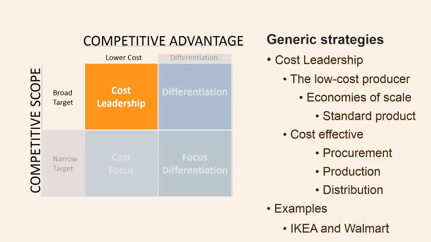IKEA and Walmart are examples of cost leaders. They make large profits by selling their products a little cheaper or at the level of the industry, as they have lower costs than the competition.